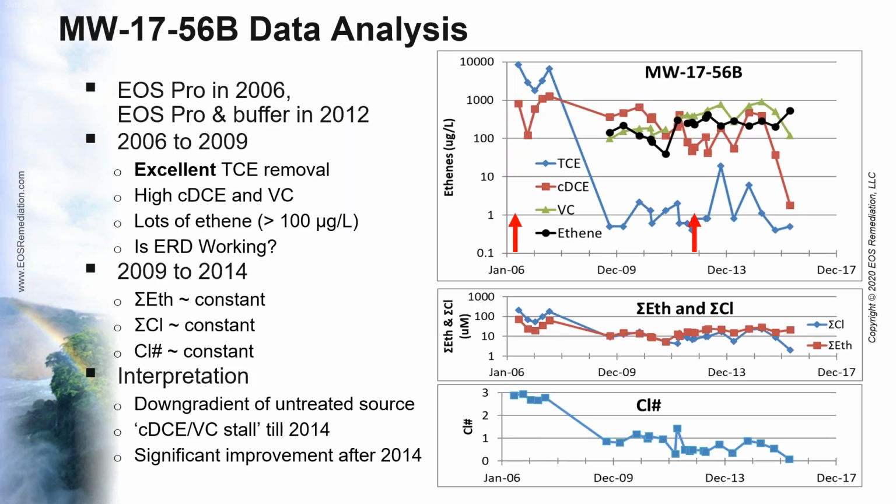What I'm showing you is data from one monitoring well. This well was first injected in 2006. They went back and re-injected this area near this well with EOS Pro and buffer in 2012. If you look at the graph at the top, you see ethenes on the axis on a log scale, and you see that the initial TCE concentration was anywhere from 5,000 to 10,000 micrograms per liter.